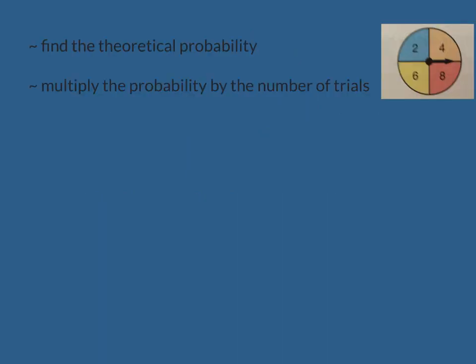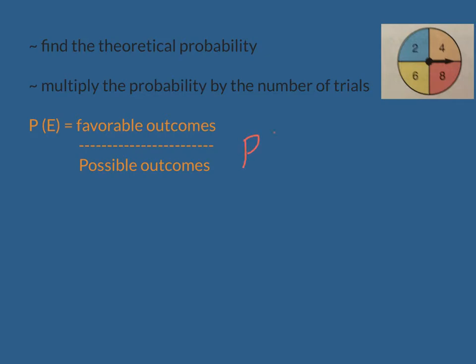In 1,000 spins, we're going to predict how many times the spinner will land on 6. In order to do this, we'll first find the theoretical probability, then multiply the probability by the number of trials. So we would use the formula P(E) equals the favorable outcomes over the possible outcomes. We would plug in our numbers, P(6), because we're wondering how many times it would land on 6 if we spun it 1,000 times. There's one 6 here out of 4.